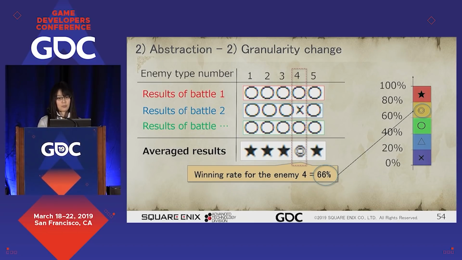In the example, the winning percentage against this enemy foe is 66%, so a double circle is shown here. The battles in the game have a lot of randomness. Some battle results often change easily. Therefore, the exact numbers in the winning percentages do not have big importance.